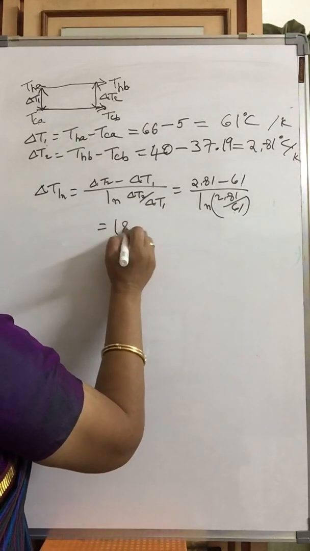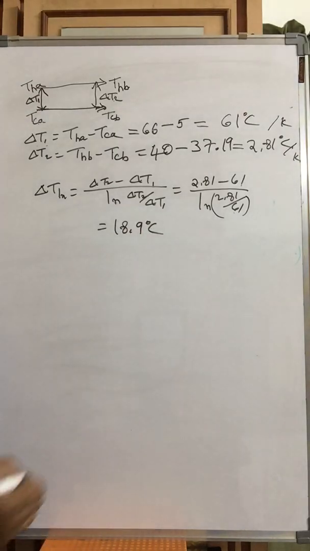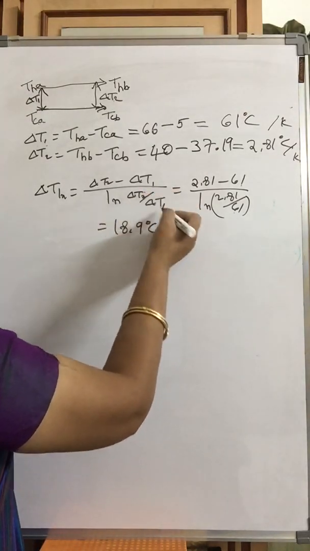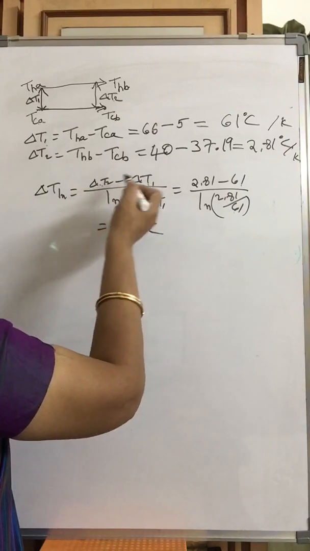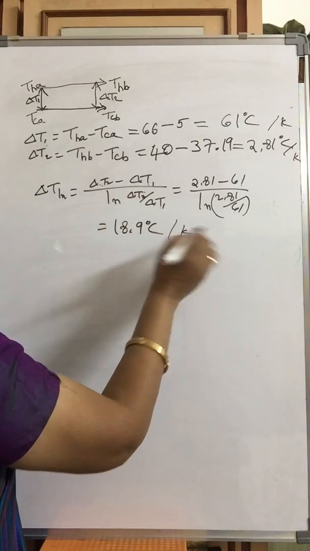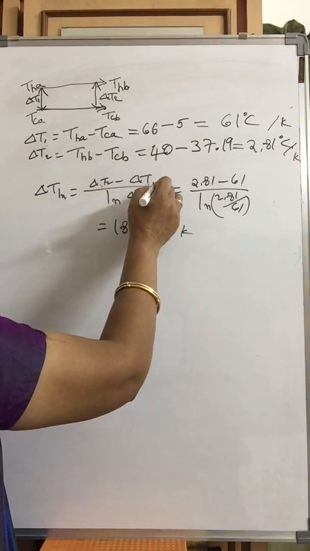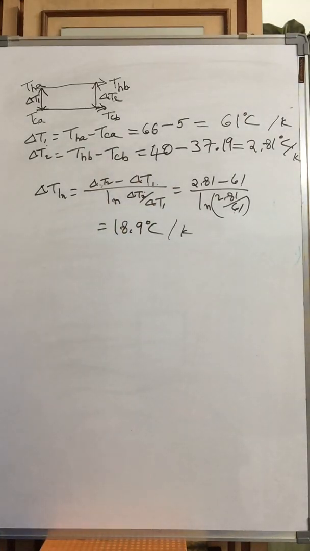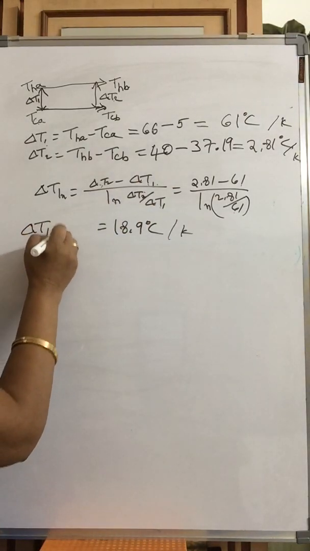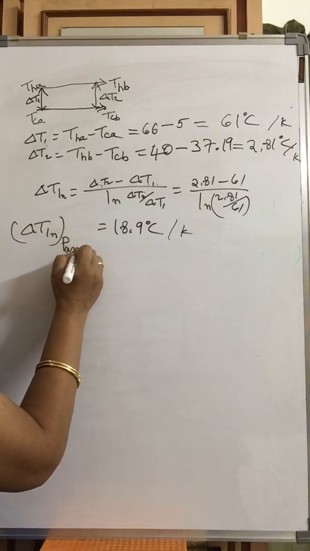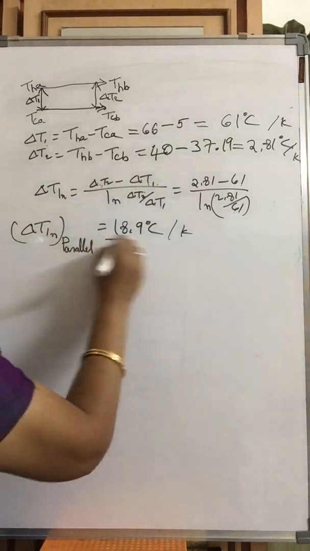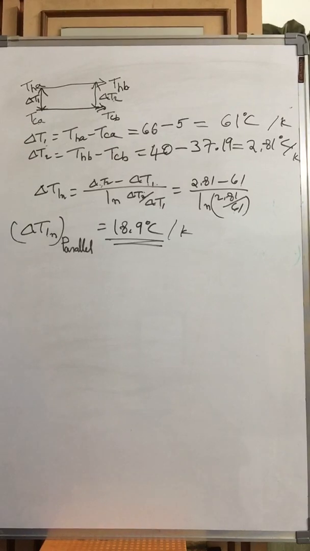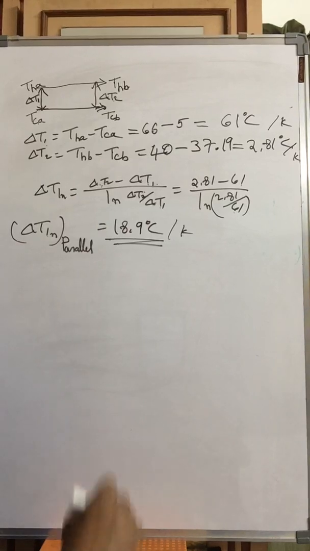This is 18.9 degree centigrade. Here delta T2 and delta T1 units get cancelled, so centigrade or Kelvin are again the same, because you are adding 273 and subtracting 273. So this is delta T ln. We represent it like this, delta T ln parallel. This is how to calculate LMTD. These calculations are very important in the design of heat exchangers.